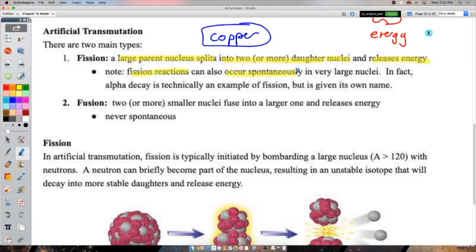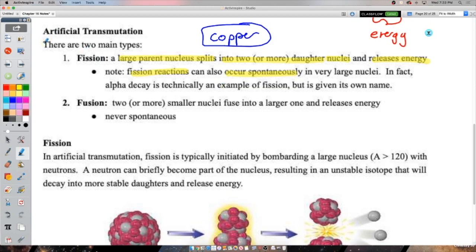I want you to think about this. A fission reaction is when a large parent nucleus splits into two or more daughter nuclei. Does that sound like something we've done? Yeah, that sounds like an alpha emission, right? A large nucleus emits an alpha particle, which is just a helium nucleus, and then whatever the other nucleus is the second daughter, okay? So alpha decay is technically an example of fission, but it's given its own name. So fission doesn't have to be artificial transmutation. You can have spontaneous fission, especially with really big elements, okay? But when we use that word today, we're mostly going to be talking about artificial transmutation, okay?